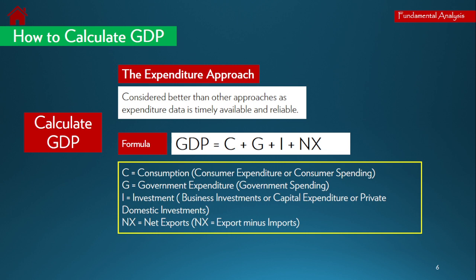For example, we have a formula for the expenditure approach. Gross domestic product is equal to C plus G plus I plus NX, where C is the consumption, or we can say consumer expenditure or consumer spending. G is equal to government expenditure or government spending. I is equal to investment, it could be business investment or capital expenditure or private domestic investments. And NX is basically net exports. And how do we determine net exports? Exports minus imports. Then we get net exports of a country. Okay, so this was the expenditure approach.